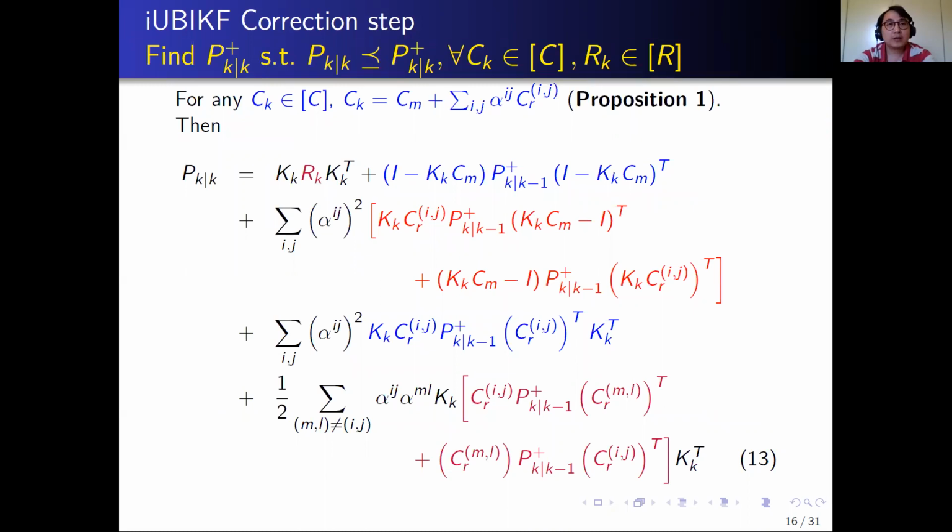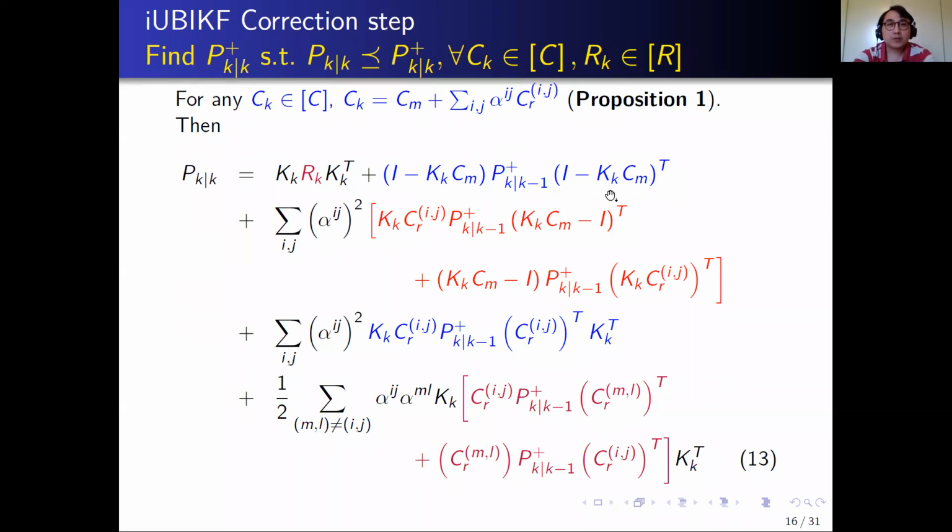To find the upper bound P plus k|k, we use proposition 1 to decompose the matrix C into this form and apply it to the expression of P_k|k. Then we get the following terms, and we have to find the upper bound of each of these terms. And finally, the expression of the matrix P plus k|k is the sum of these upper bounds.